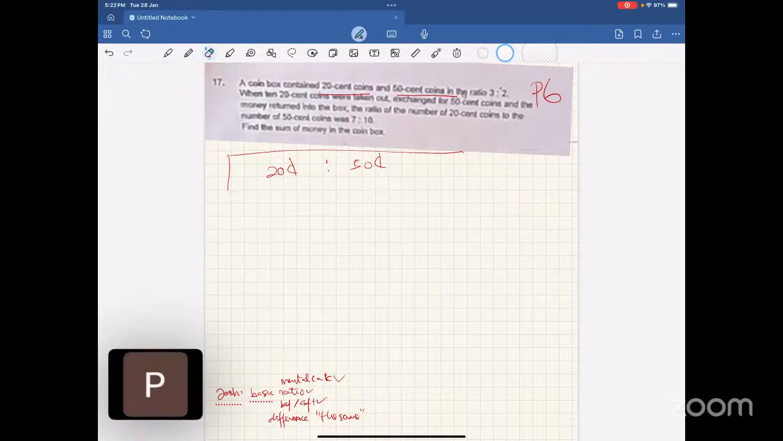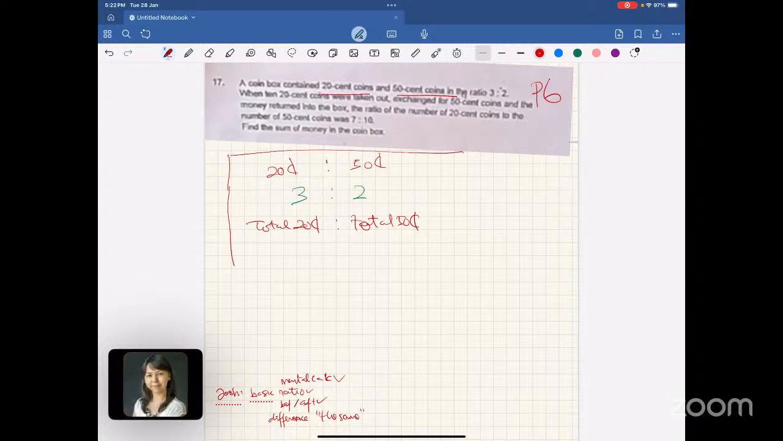So let's try one more time. Hey, the coin ratio is 3 to 2. I would agree with you. But how about the total? The total of the 20 cent. Can you do that? Total 50 cent. 2 to 5? Just now it was 2 to 5. Now let's check. Is this 2 to 5?